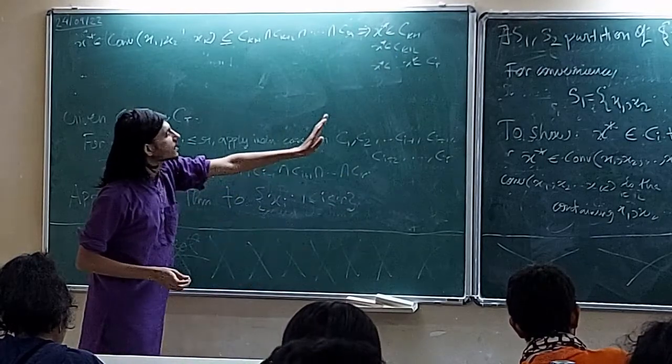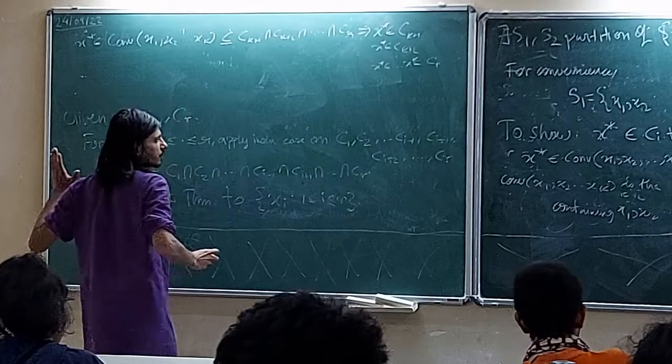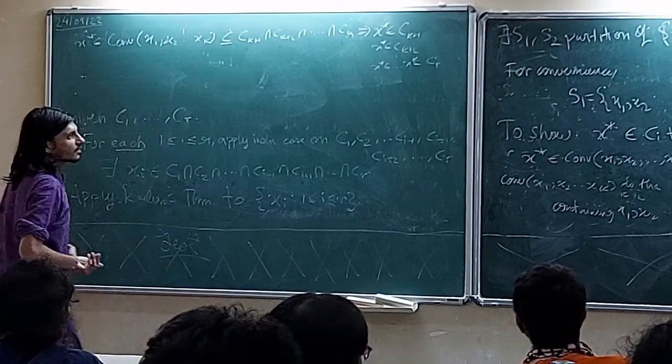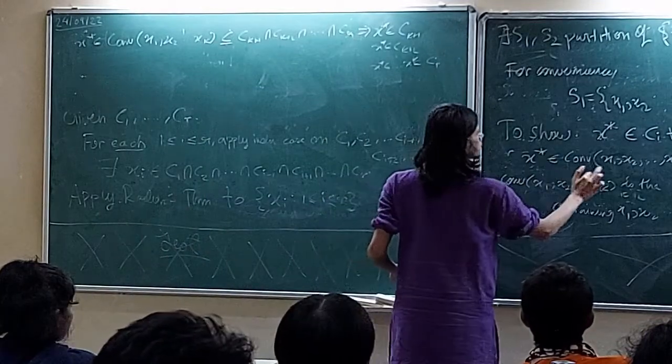Now we need to show that x star belongs in all sets before k plus 1. But how do we do that? Well, the answer is obvious. We only use the fact that it belongs in S1 so far.